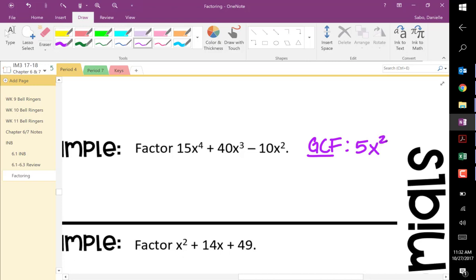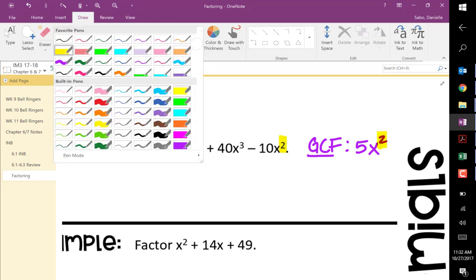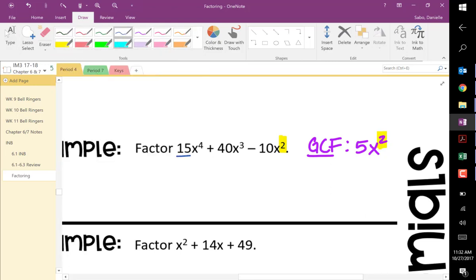Okay, remember, it's always the smallest exponent. So I'm going to actually highlight this right here, and I'm going to highlight that so you know it's always the smallest when you're doing these problems. Okay, so here we go. I'm going to divide each one by 5x squared because that's what you do when you're factoring out a GCF.